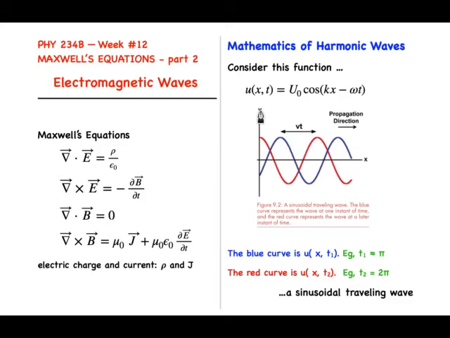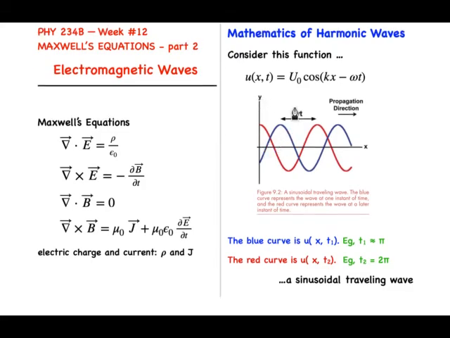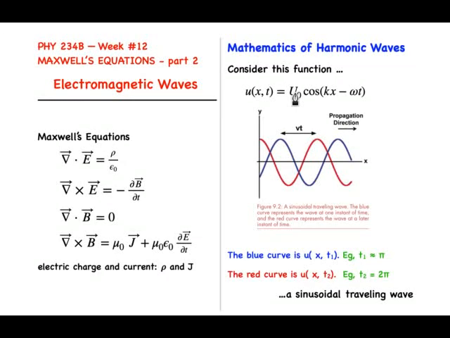If I plot u of x and t at a particular value of t, I get a cosine dependence on x. So I get an oscillating function of x. That's one particular value of t. Now, if I plotted again u of x at a different value of t, I would again get a cosine oscillation of x, but it would be shifted in position.